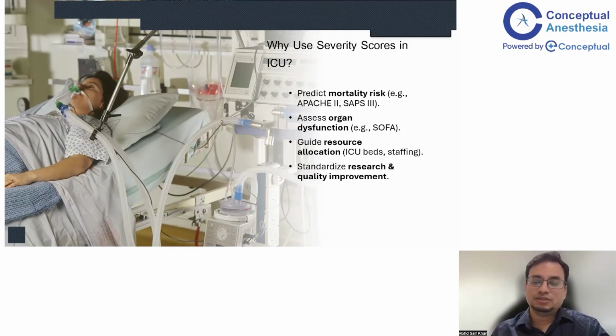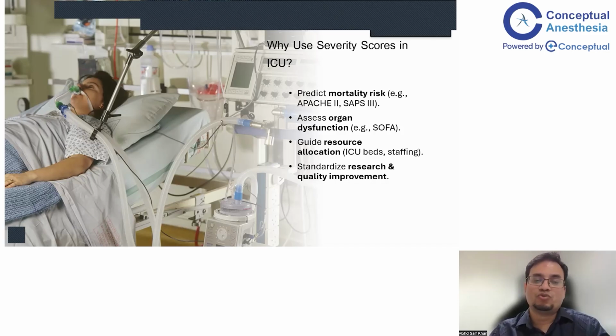Then it can also be used for quality improvement. For that purpose, you need to calculate something called the standardized mortality ratio, which is basically the predicted over the actual mortality, that is the ratio. And suppose this ratio improves over time in a particular ICU, that means that ICU is having good performance and is improving. So as an improvement indicator also it can be utilized. So these are various reasons why we should know about the severity scores in ICU and why we should calculate them.